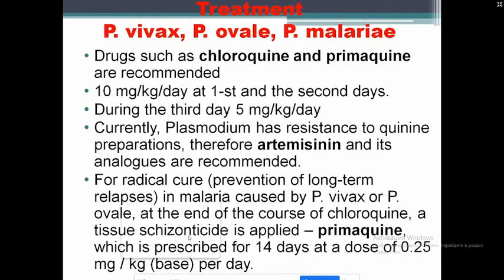For radical cure, dear students, prevention of long-term relapses in malaria caused by Plasmodium vivax and ovale, at the end of the course of chloroquine, a tissue schizontocide is applied, primaquine, which is prescribed for 14 days at a dose of 0.25 milligram per kilogram base per day.